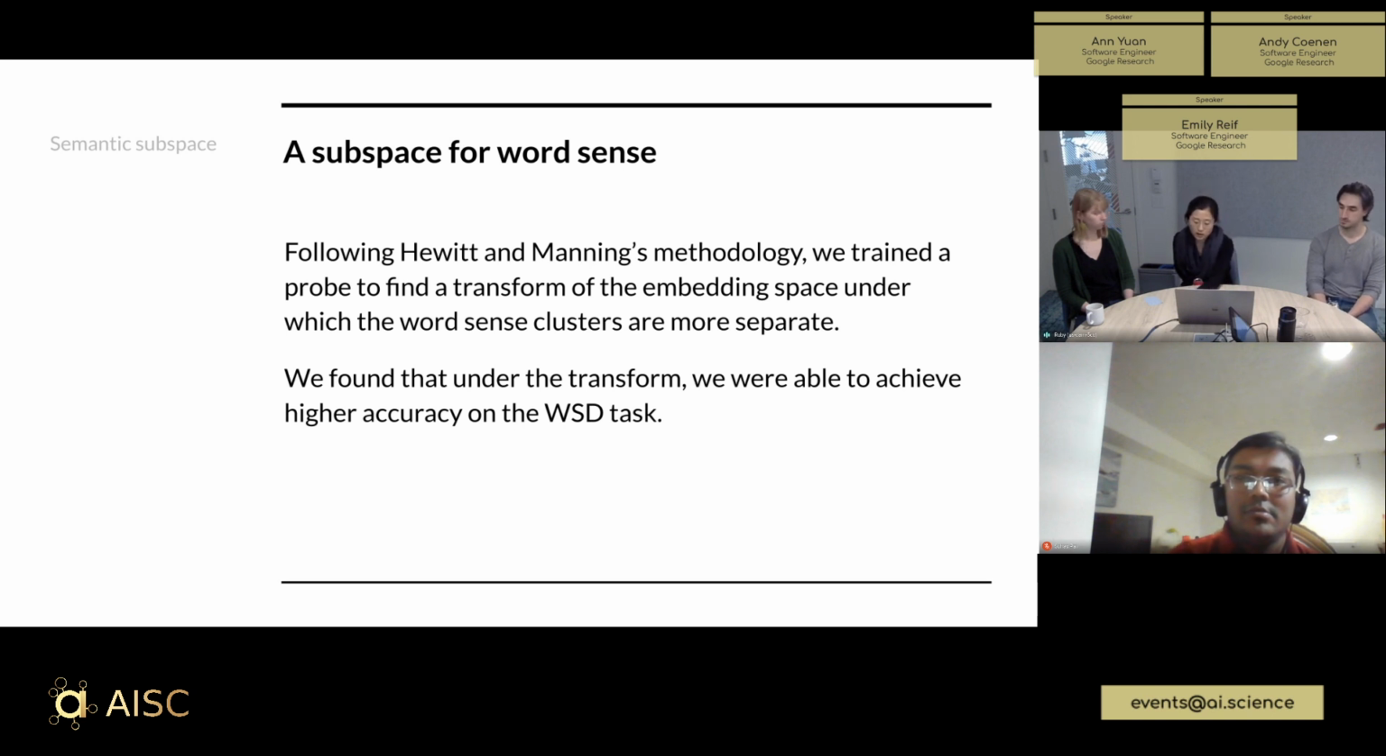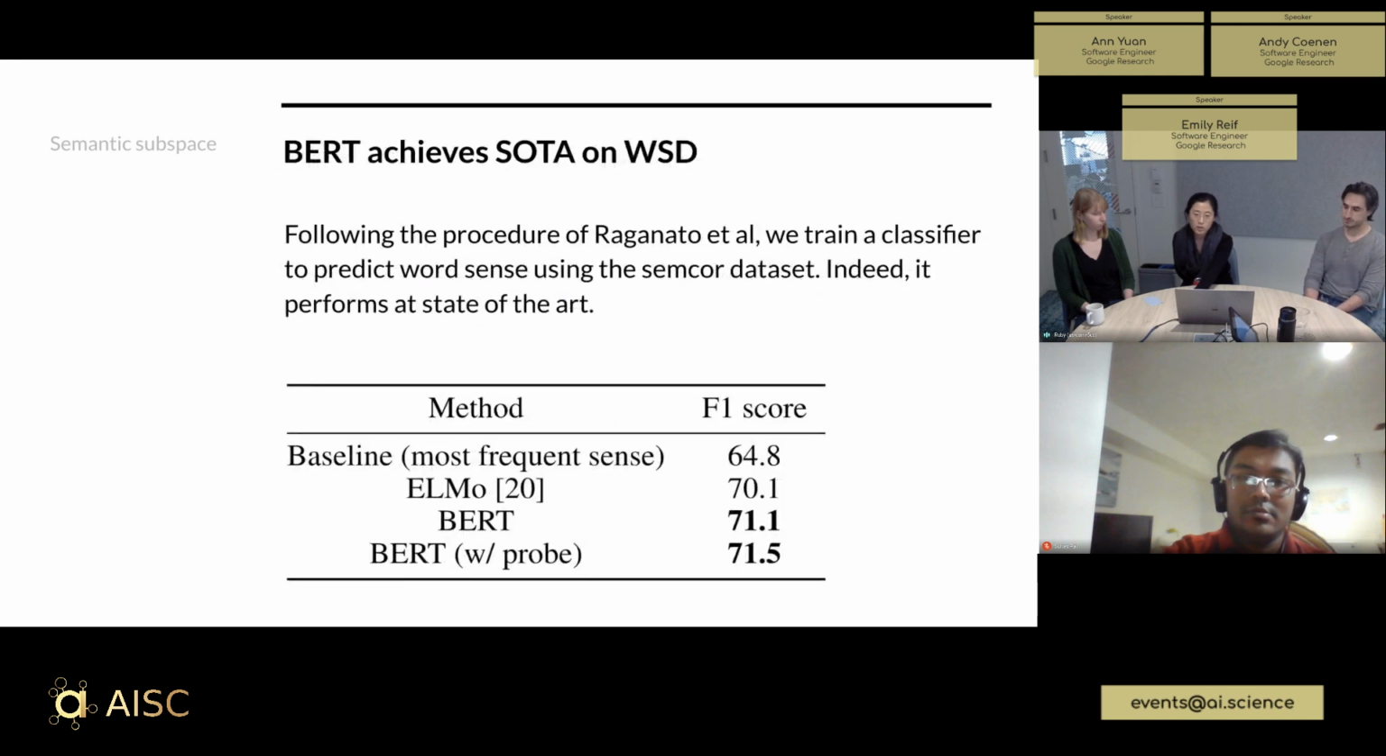And we found that after we trained this probe and we applied it to BERT embeddings, we were able to slightly improve on the state of the art for a standard word sense disambiguation task. You can see in this figure, we show accuracy with just straight up BERT embeddings and also accuracy with the probed embeddings.